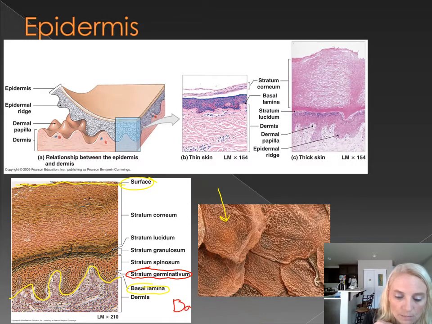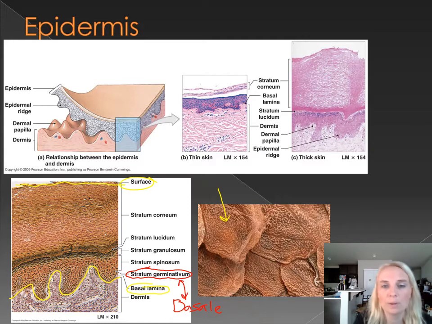This is an older picture from an older book. So it's the same thing. Stratum basal, I think that's how the lab manual calls it, and the newer editions of the text might call it that as well. So the stratum basal is your deepest layer of epithelial cells in your epidermis.